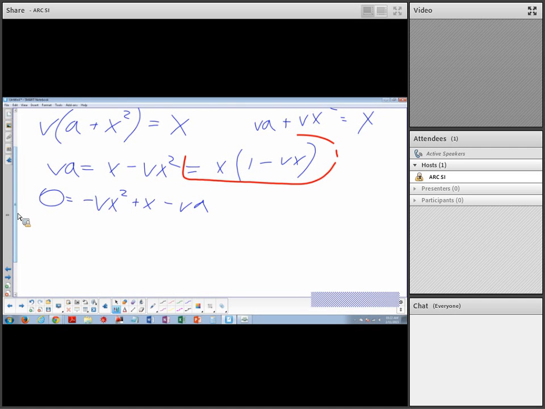Find a, b, and c. b would be 1. This is 1. This is b. What about a and c? a is negative V. c is negative Va. Oh no. For a second I thought it was going to work out really nicely, but it's not.